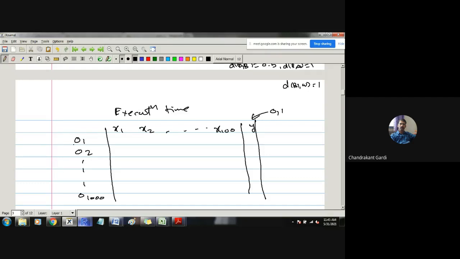Now suppose a new observation comes in, a new 100-tuple, say t1, t2 up to t100. So for that particular observation, the realized value of x1 is t1, the realized value of x2 is t2, and the realized value of x100 is t100. This 100-tuple needs to be classified based on the given data.